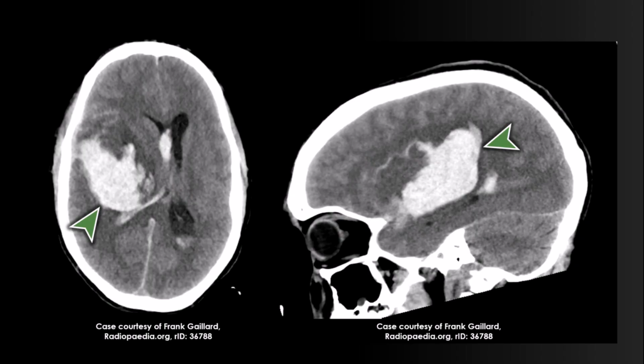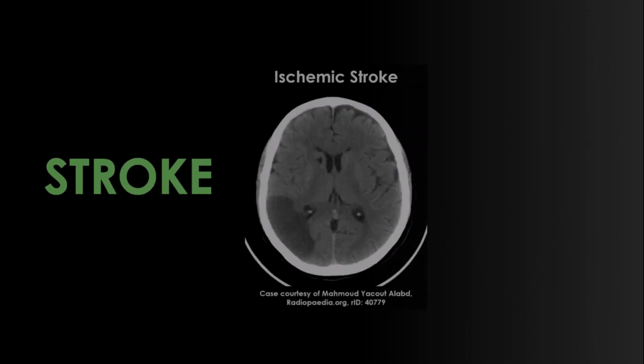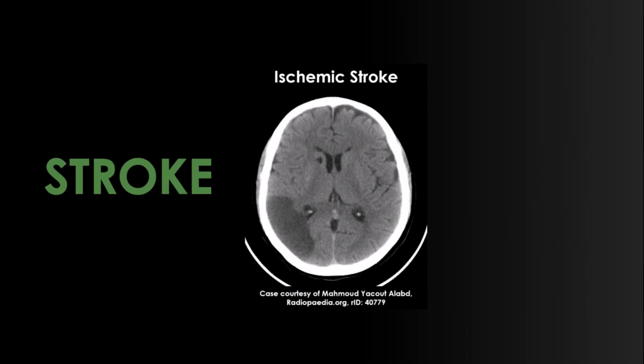So remember these two types of stroke. Ischemic stroke is a sudden episode of neurological deficits caused by a focal disruption in blood flow to the brain, which is caused by embolism, thrombosis, or dissection. A blood vessel is being blocked.